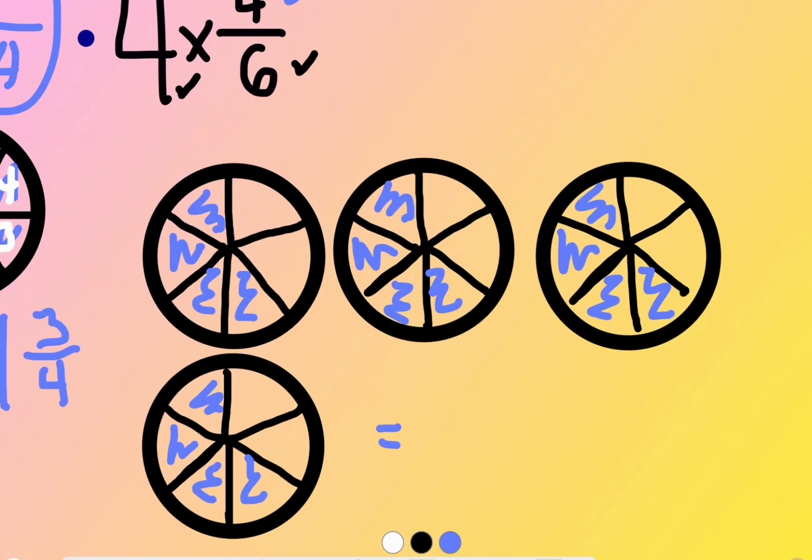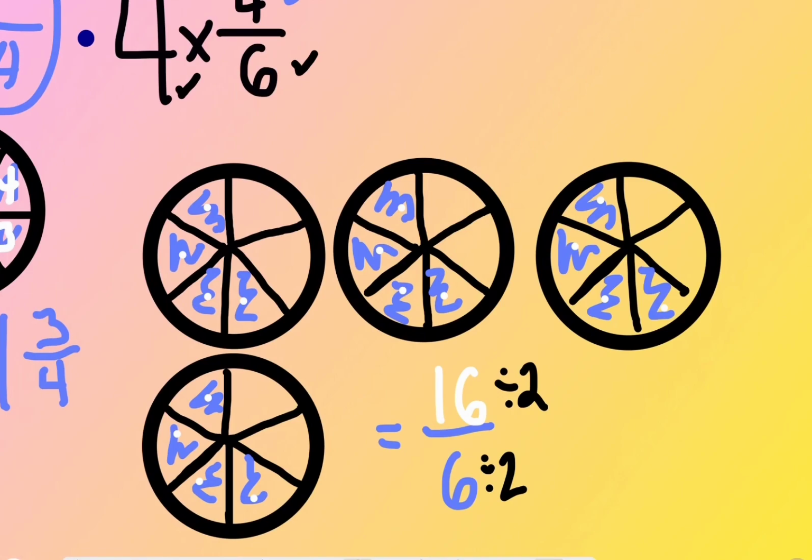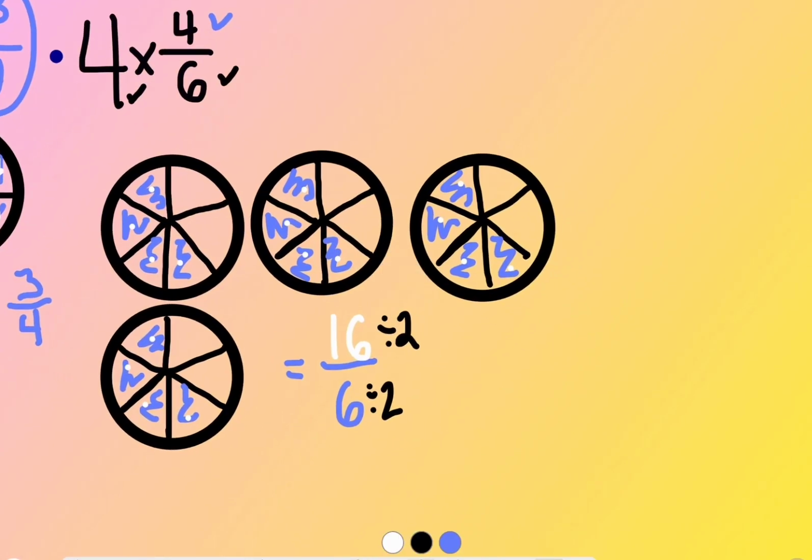To find my answer, I need to put my denominator, 6, and count up how many 6s that I ate. I'm just going to put dots, 1, 2, 3, up to 16. So I have 16/6. Before I change that to a mixed number, I try to simplify it, see if I can divide anything into both of them. I can divide 2 into both of them. 16 divided by 2 is 8. 6 divided by 2 is 3.